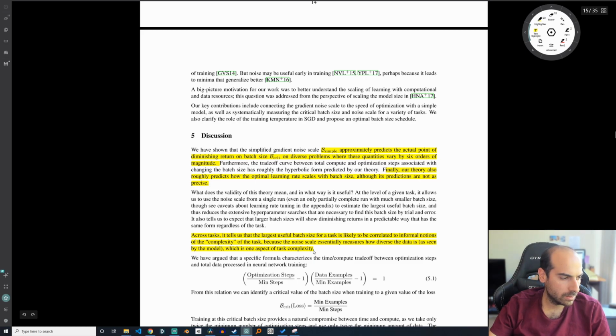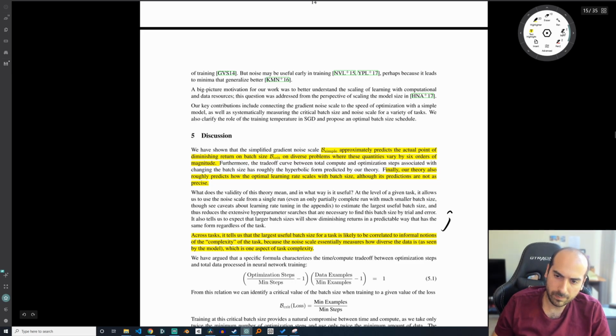Oh, I see. I mean, then that's a good heuristic, right? So basically, the more complex the task, the higher the batch size.